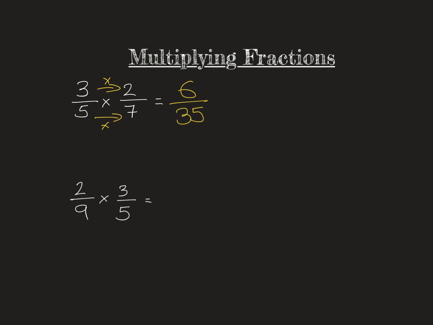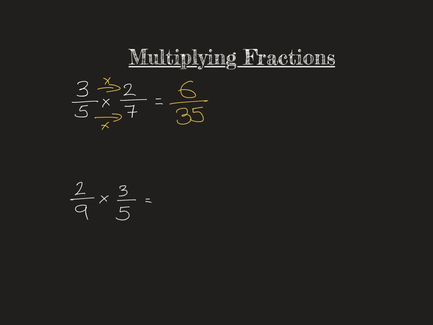So if you want to go now, you can try the next one. Just remember, multiply across the top. The top two numbers need multiplied together. Multiply across the bottom, so your bottom two numbers need multiplied together, and that is your answer. And simplify then if you can. So if you want to pause the video now and try this next one, 2/9 times by 3/5, go ahead and do that, and then I will work through it in a couple of seconds.